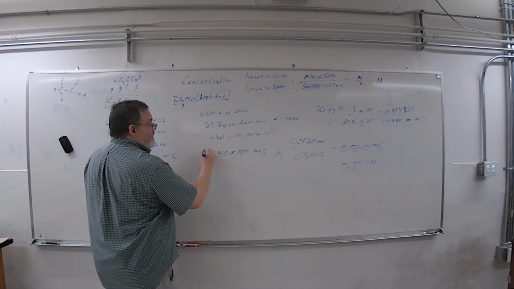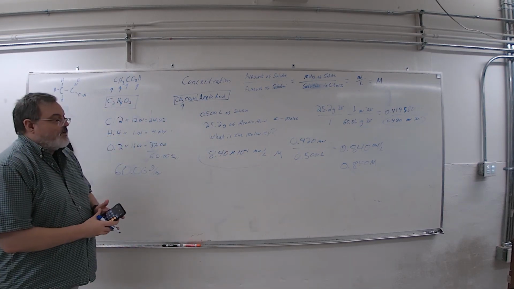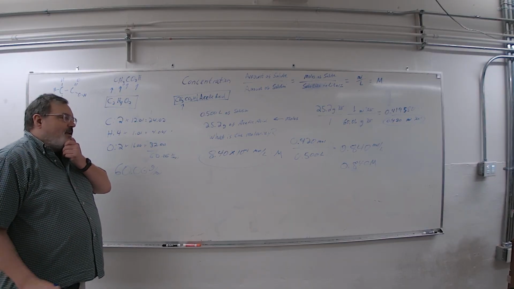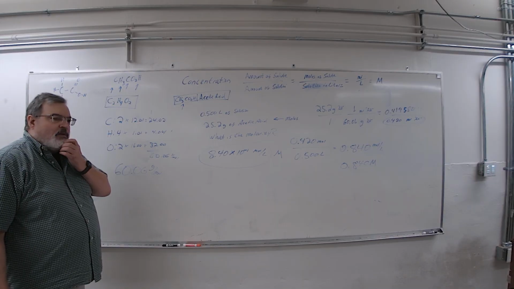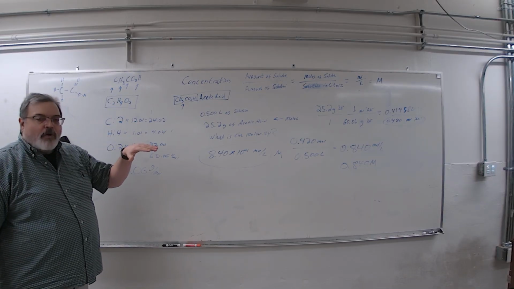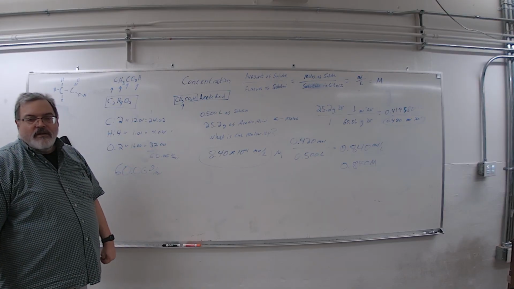That would be a standard scientific notation that way. So in this case, we were given grams of the solute in liters of the solution. We had to turn grams into moles, and then we could calculate moles per liter. You follow me?